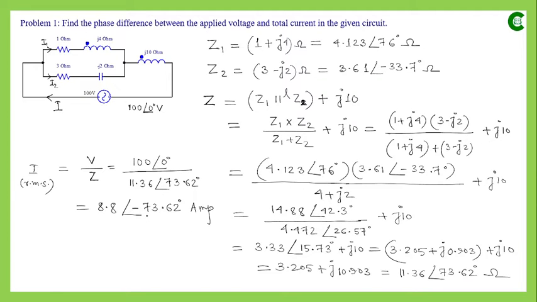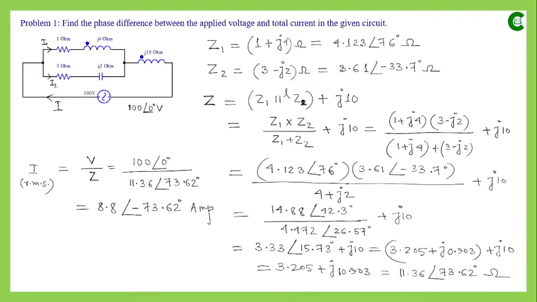Here we notice one thing, that this is the phase difference. The phase difference between the total current which is supplied by this applied voltage is minus 73.62 degree, and that means the net current I is lagging the applied voltage V by 73.62 degree.